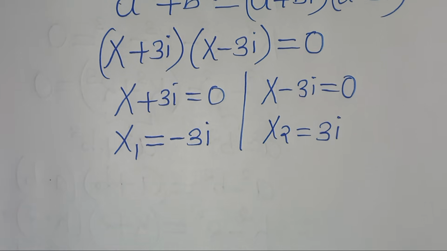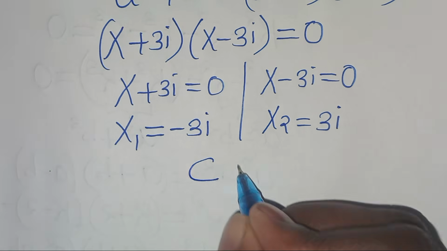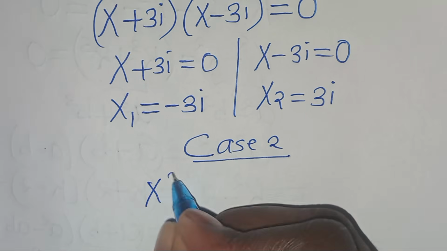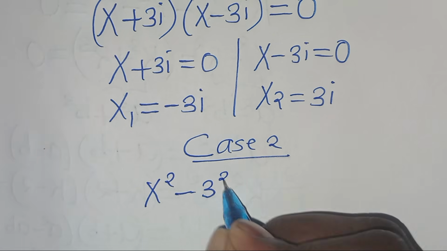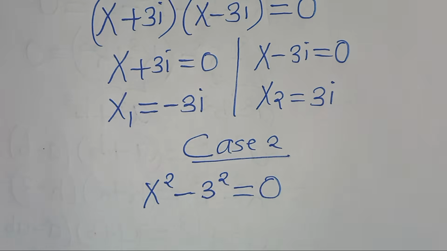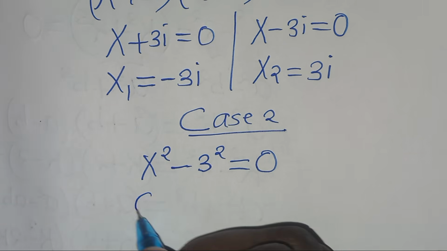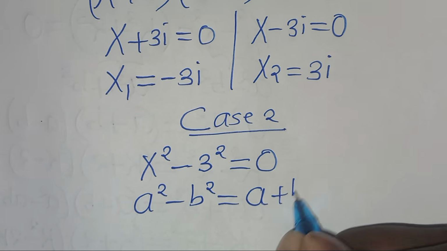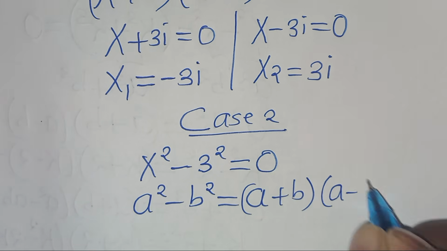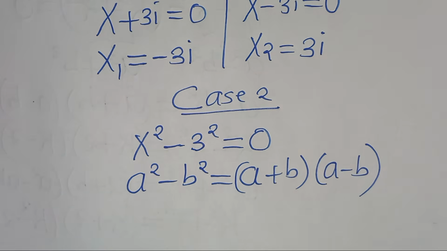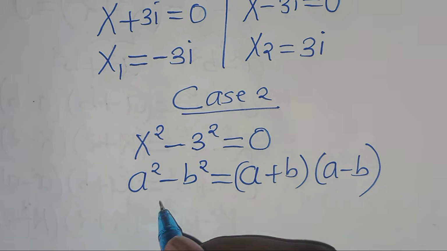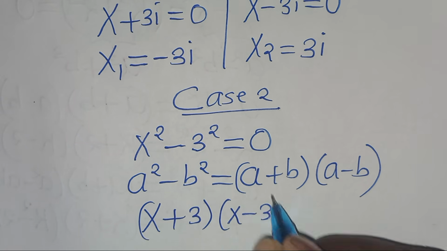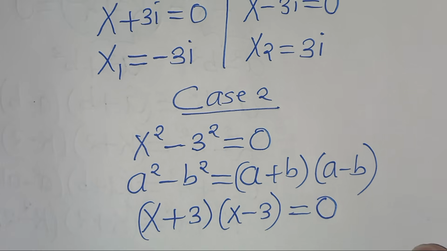Now, let's proceed to case 2 from here. Now, in case 2, we have x to the power of 2 subtract 3 to the power of 2. This is equal to 0. So this is in the form of a squared minus b squared, which can be expressed as a plus b multiplied by a subtract b. Applying this identity, then we have x plus 3 multiplied by x subtract 3. This is equal to 0.